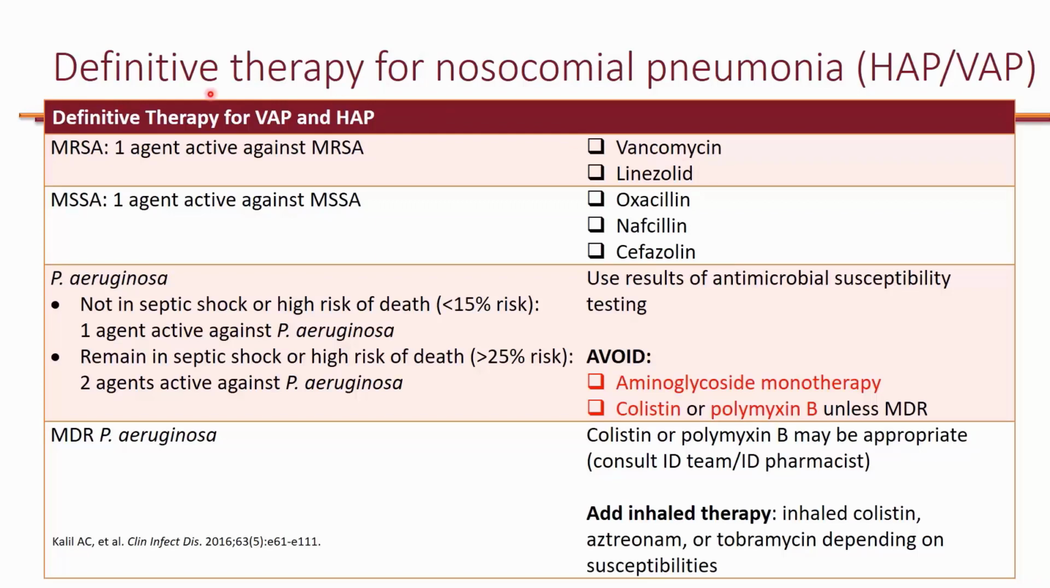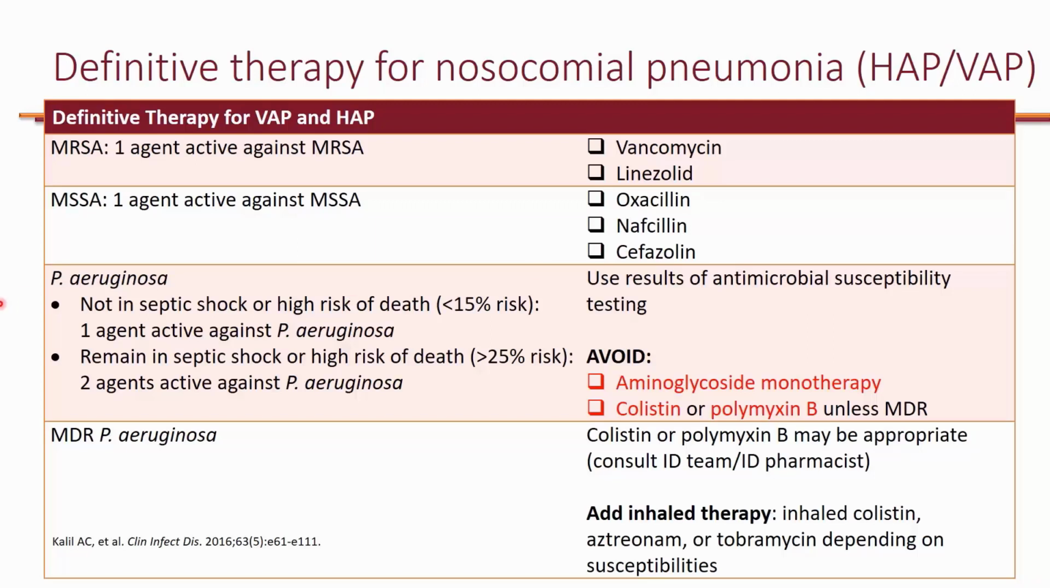Alternatively, if the results come back and it is not MRSA and it is MSSA, then you should discontinue vancomycin and start the patient on oxacillin, nafcillin, or cefazolin, because these are tier 1 antibiotics. And you should discontinue any other agent for Pseudomonas.